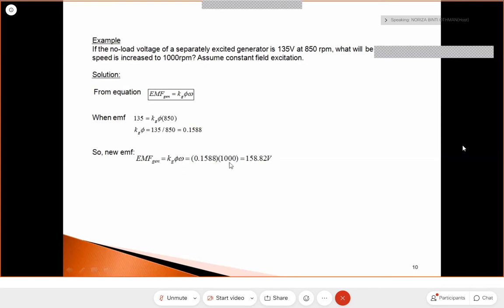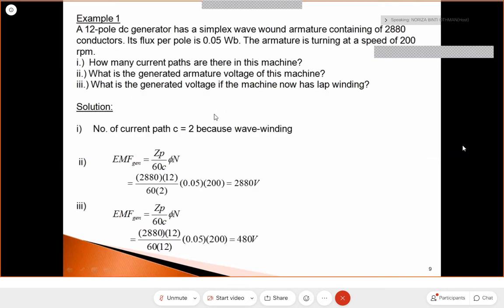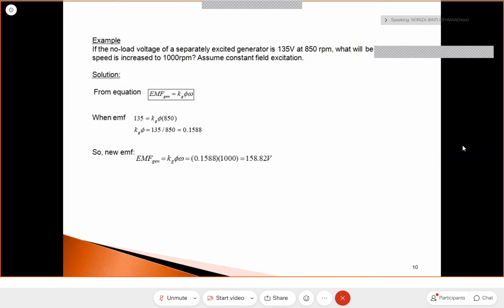Omega or N, you can just use it directly, because the 850 is N, right? N, RPM, rotation per minute. You just use it because the conversion involves only a constant. So you will get 158.82 volt.